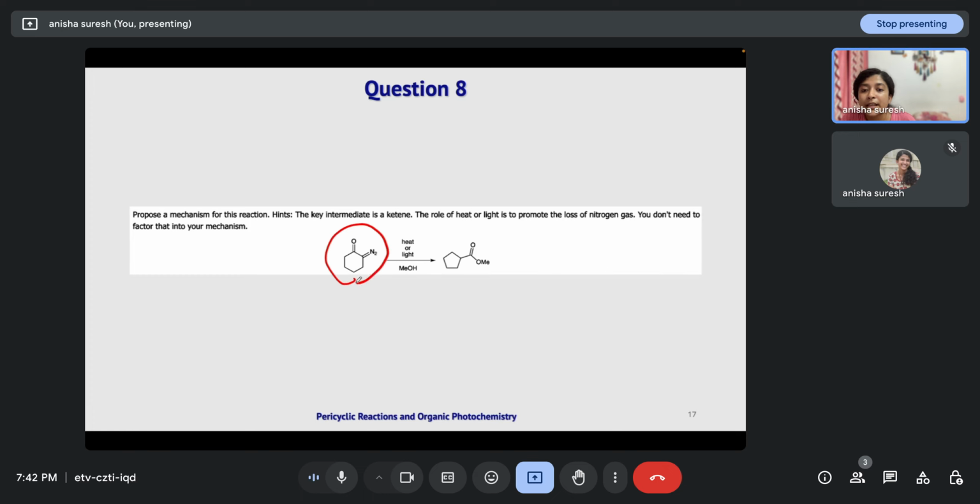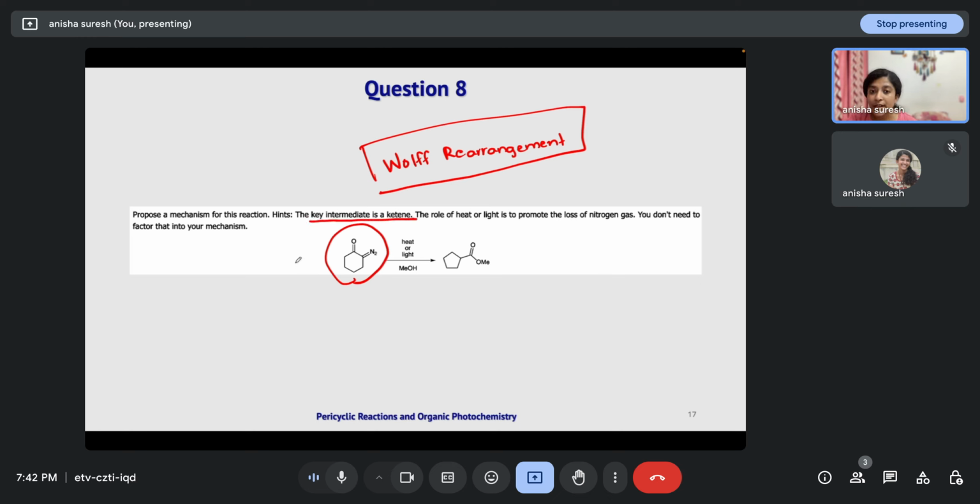This is the starting material, an alpha diazoketone that is getting converted into this ester from the 6-membered ring contracting into a 5-membered ring. So this is an example of Wolff rearrangement. Okay, Wolff rearrangement, and this reaction will proceed through a ketene intermediate. Now please try to work this reaction out and try to find out the mechanism for this reaction.